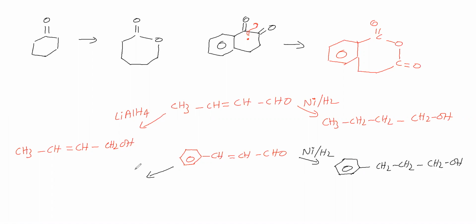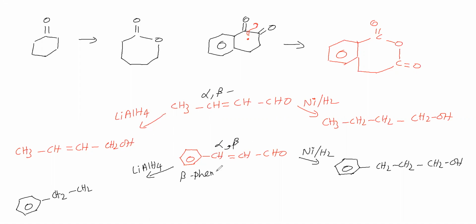Then here we will add lithium aluminum hydride, a reducing agent. This phenyl ring's pi bonds are not affected. The CH=CH double bond is converted into a single bond. It is also alpha beta unsaturated, but at the beta position a phenyl ring is there.